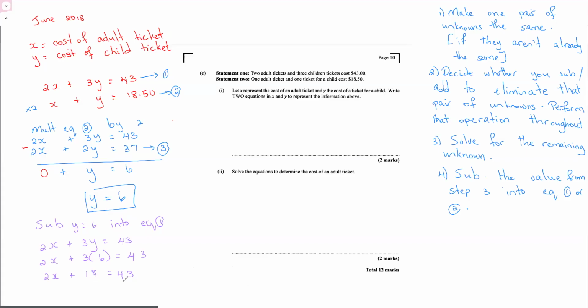And then we solve for the other unknown. So that's step 5. Solve for other unknown. So carry across. Once you cross the equal sign, you perform the opposite operation. So we have 43 minus 18. I got 25.